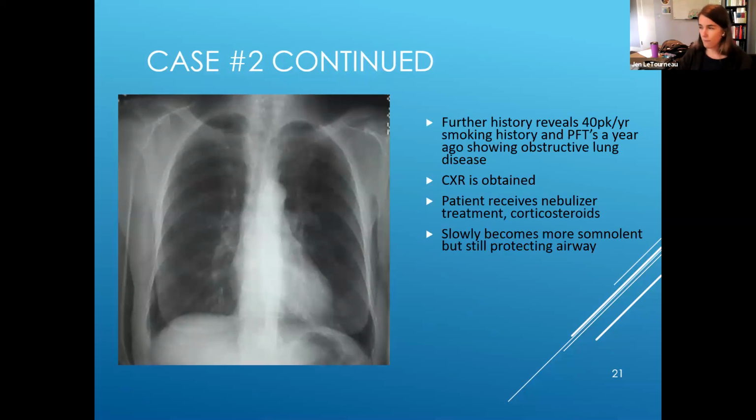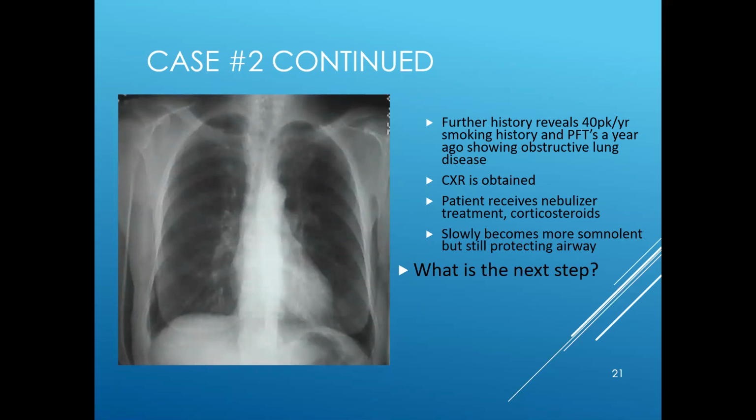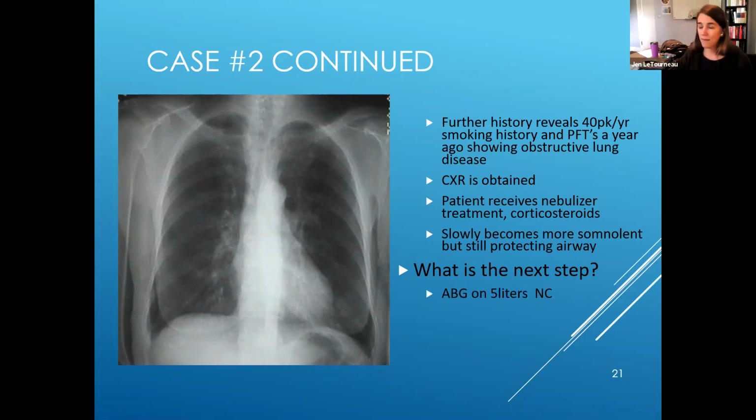So you get a little history. They have a 40-pack year smoking history, and pulmonary function tests a year ago demonstrate some obstructive lung disease. The patient gets a nebulizer and corticosteroids, and they become more somnolent, but they're still protecting their airway. So what's the next step? What would you do? Check a blood gas, yeah. So they're currently on 5 liters nasal cannula, and this is their blood gas. So now what do you do?